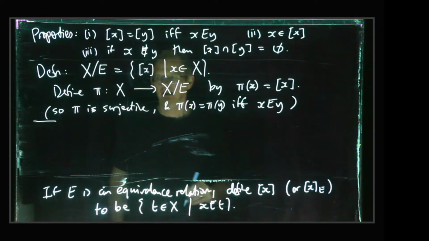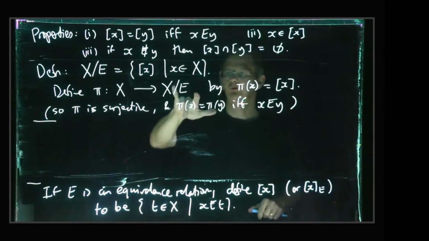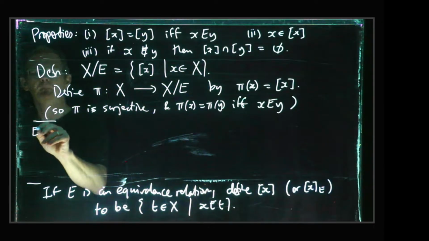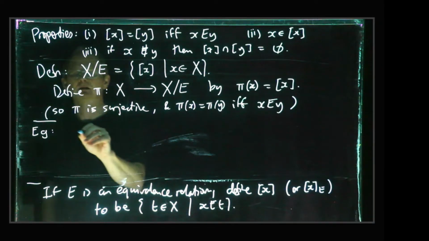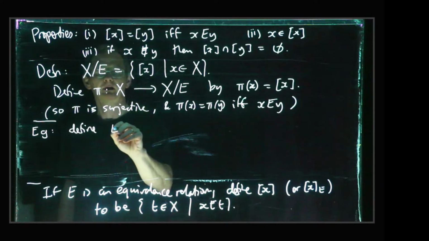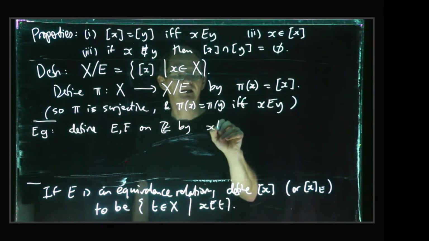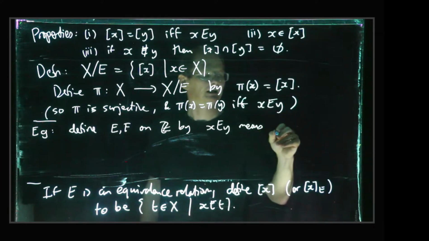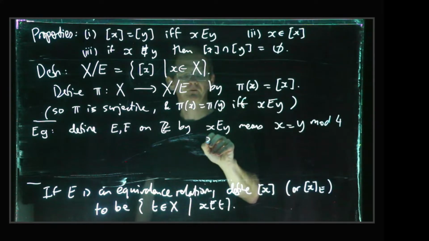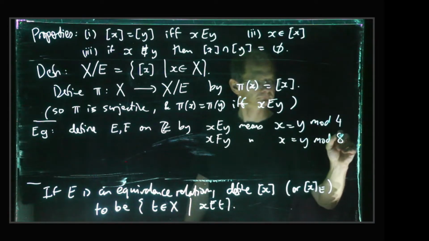Okay, and so the key thing we want to do with this is define functions from X mod E to some other set. So let's just do an example of that. Let's define E and F on Z. xEy means x equals y mod 4, and xFy means x equals y mod 8.